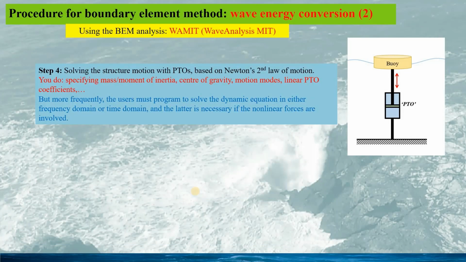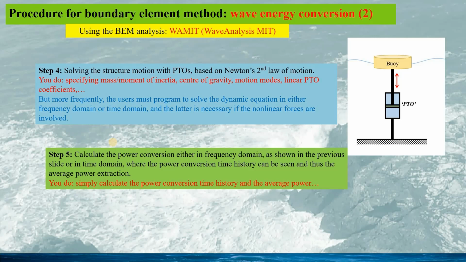Step 4 is to calculate the motion responses in a wave of unit amplitude, with and without the power takeoff system. You may need to specify the mass matrix, center of gravity, and the motion modes, for instance, for the fixed or floating motion mode. And you may need to specify the PTO force coefficient if a linear PTO is added to the modeling.